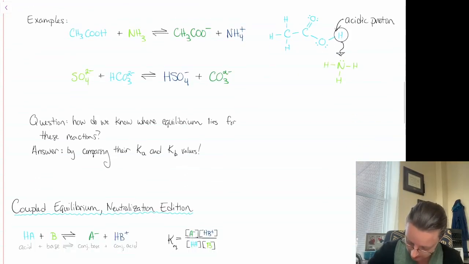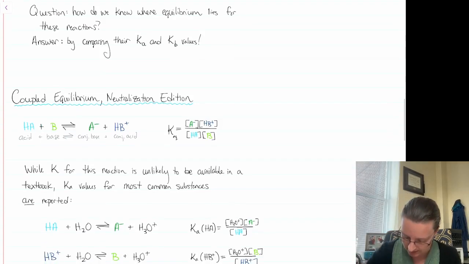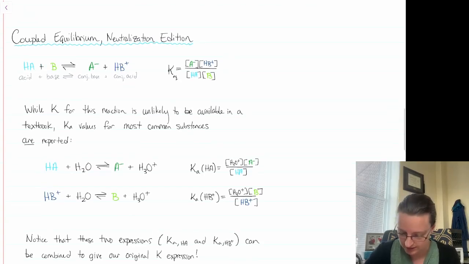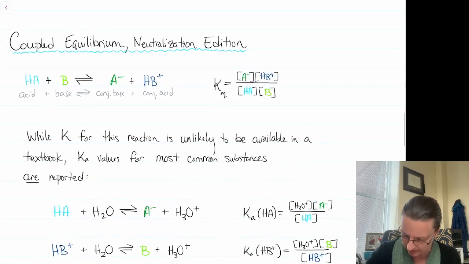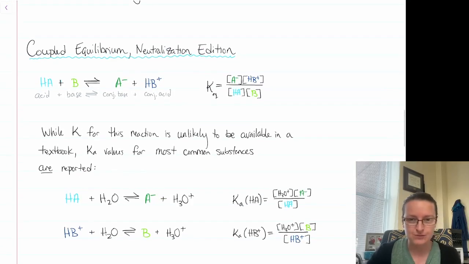And so the next thing that I want to show you all is how we can use Ka and Kb values for these different acids and bases in order to quantify where equilibrium is going to lie in terms of neutralization. And so in order to talk about that, we've already in this pre-class assignment been talking a fair amount about coupled equilibrium. And so I want to show you first and foremost that we can think about these types of neutralization reactions as a coupled equilibrium problem.